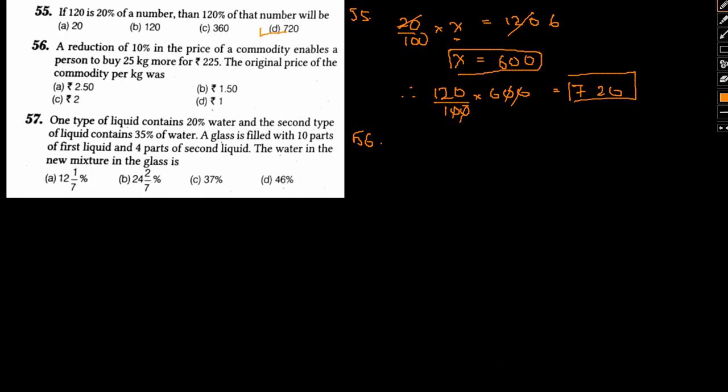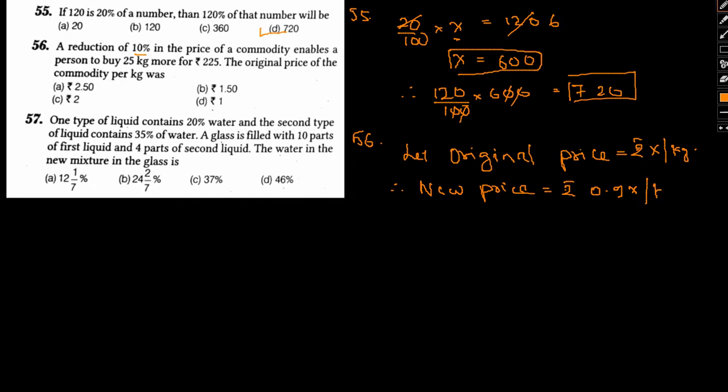The reduction of 10% in the price of a commodity enables the customer to buy 25 kg more for rupees 225 than the original price of the commodity. Okay, so here we can see that the price is reduced by 10%. So let's go through this method. Let the original price equal rupees x per kg. Okay, so the reduction is 10%, therefore the new price will be 90% of the same price because 10% has been reduced.